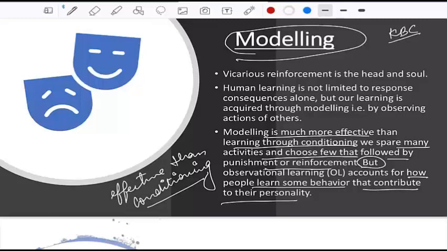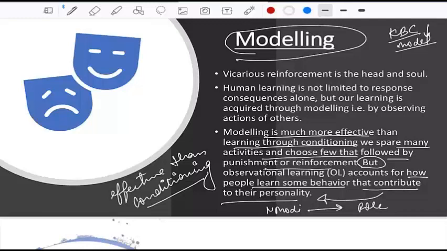Like in KBC, Mr. Amitabh Bachchan, he speaks very good Hindi. Now you can make him your role model and learn how he speaks English and Hindi as well. So you are learning some behavior that contributes to your personality. Even our Prime Minister Narendra Modi is a very good orator, he delivers very good speeches, so you can learn some behavior from him for your personality. So he is a role model for you.